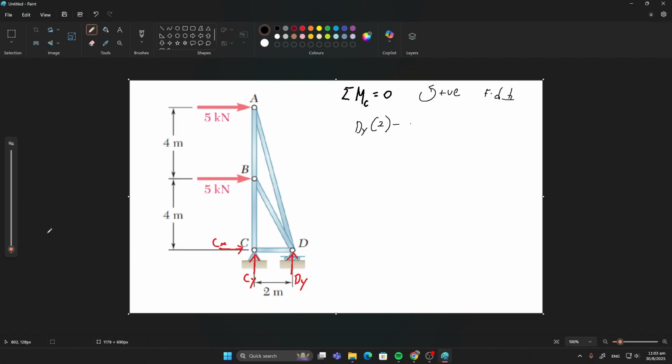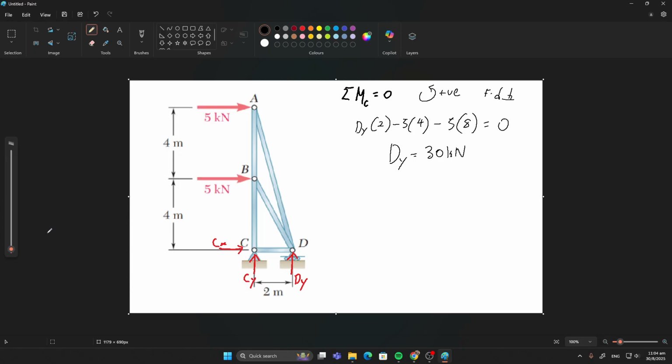minus, let's take a look at the first 5 at the bottom. So it's 5 times 4. It's going to the right, so it's going to be turning clockwise about C, so it's a minus. And let's take a look at my second one, which is also a 5, times 8, equals 0. So what does that mean? You punch in your calculator, which I'm going to punch in now. I think you guys can hear it. My dy should be, that's crazy, whatever, 30 kilonewtons.